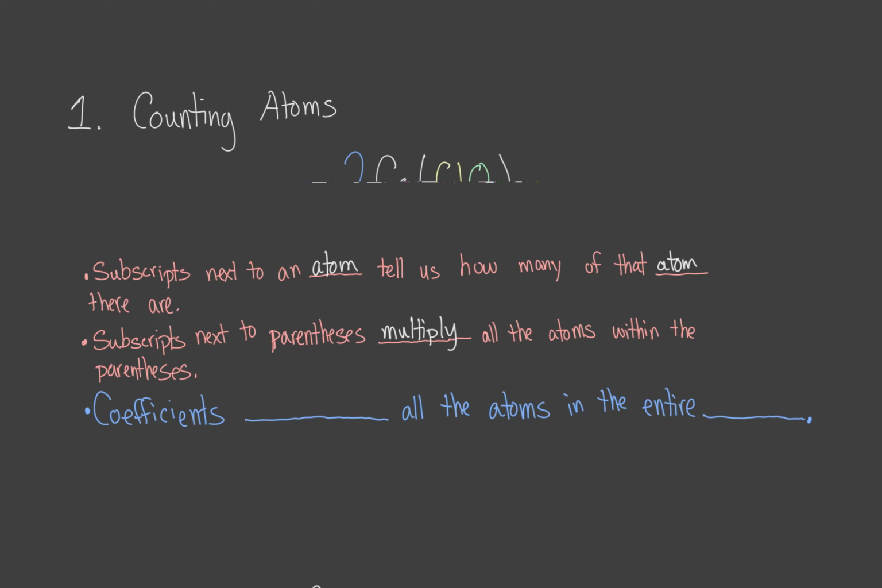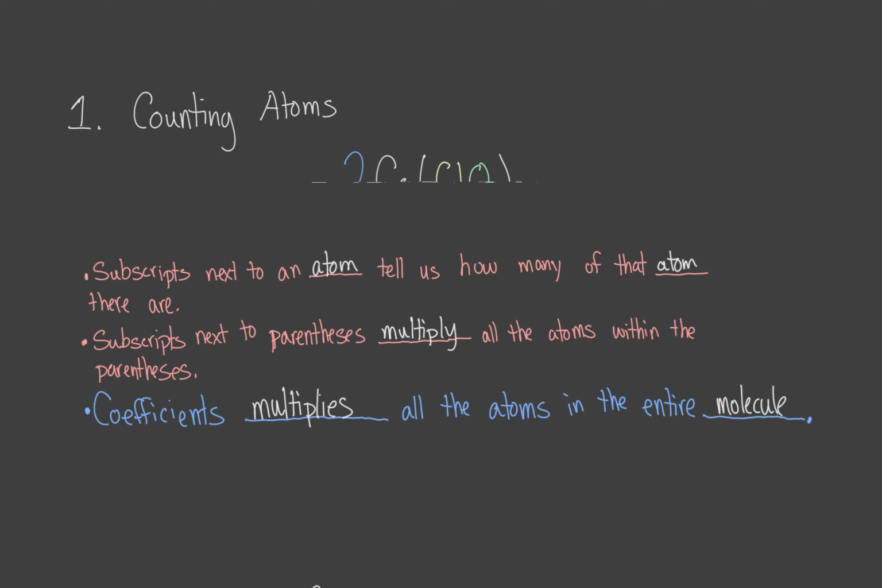And then finally, a coefficient multiplies all the atoms in the entire molecule. So this coefficient of 2 would multiply that 1 calcium and multiply the chlorine and multiply the oxygen.